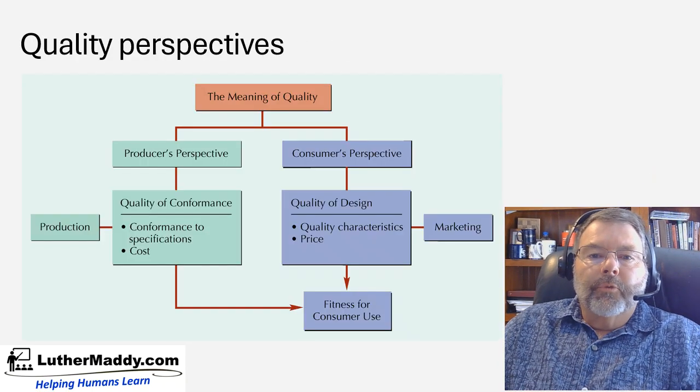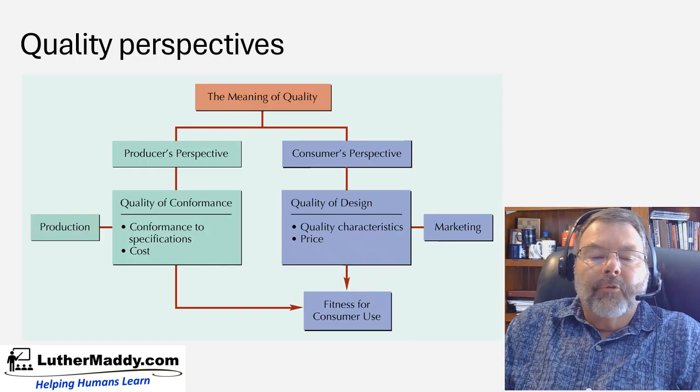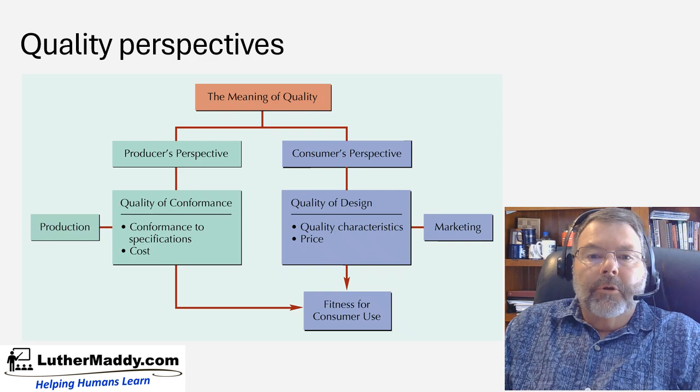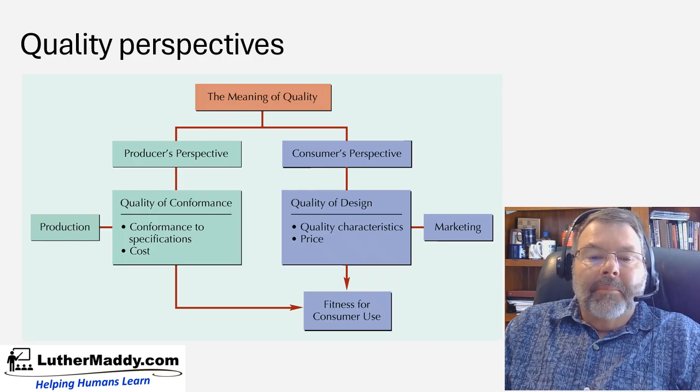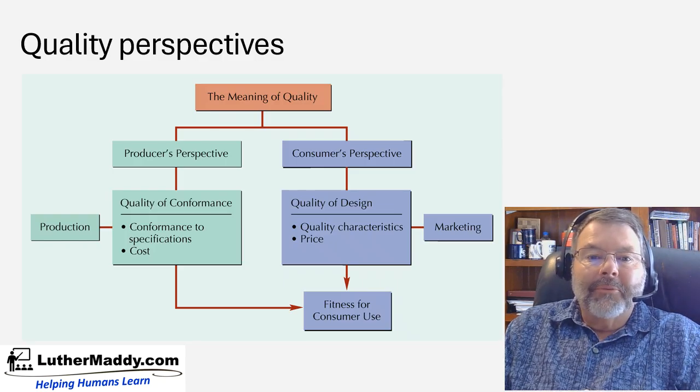Well, here we see a little flowchart or hierarchy of the meaning of quality. And notice that we have two clear paths here. We have the producer's perspective and the consumer's perspective. And so the producer is concerned about production. Are they able to create a product that conforms to the specifications? And are we able to produce that product within the guided costs that we've given it? We're going to be talking about that conformance to specifications as we continue in this lesson.